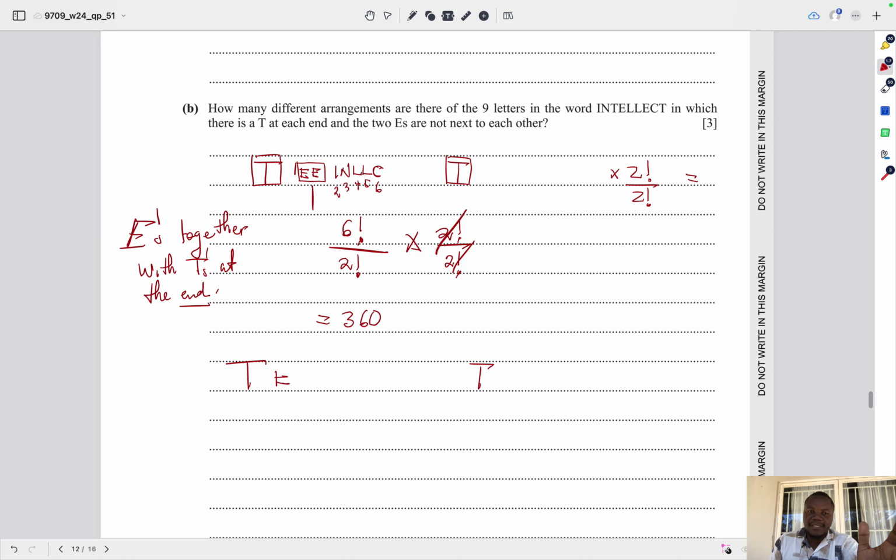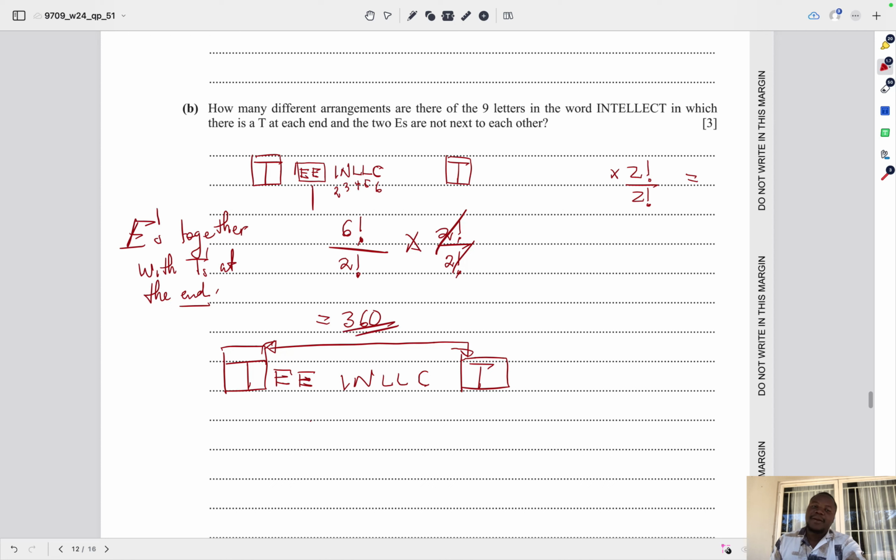So we just have a situation with this. So now this is when the T's are at both ends, and there are no other restrictions. Remember, in the first part we looked at when the T's are at both ends and the E's are next to each other, which gave us 360. So you've got to keep that.